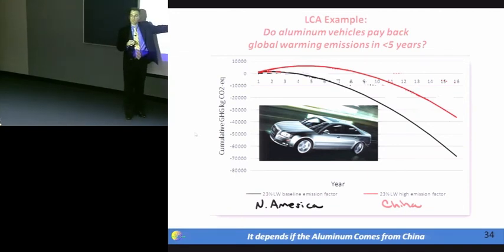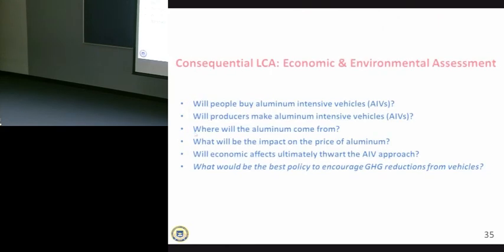Right? So life cycle assessment is great for answering questions like this. What are the greenhouse gas paybacks? But there are some questions that life cycle assessment does not answer. And these are some of them. Right? Would people buy those vehicles? Would producers have an incentive to make them? And if they did, where would that aluminum come from?